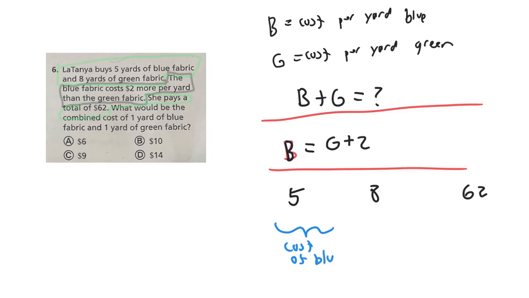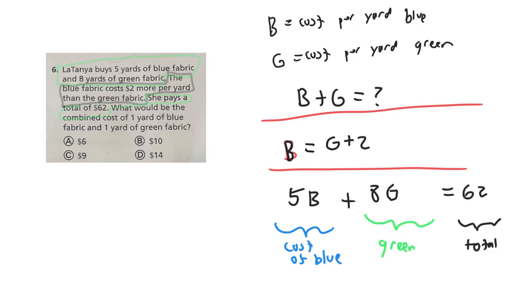fabric plus the cost of the green fabric is going to equal the total cost of the whole thing, right? Well, she spent 62, so that's the total cost. The cost of the green fabric is going to be 8 times however much green fabric costs per yard, which is G. The cost of the blue fabric is going to be whatever the blue fabric costs per yard. So that's 5B. And we'd be adding those, right?